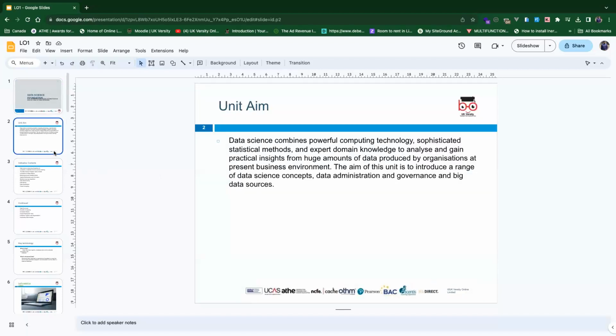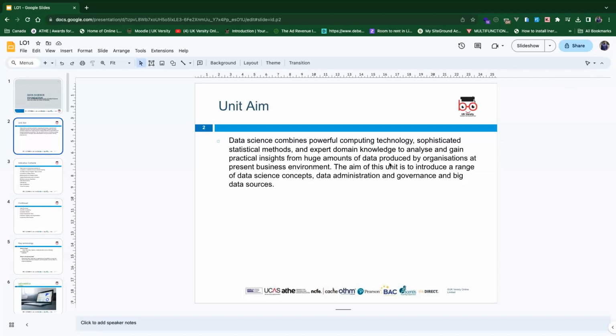So what's this unit about? This unit combines powerful technology, sophisticated technology, statistical methods, and expert domain knowledge to analyze and gain practical insight from huge amounts of data produced by organizations in the present business environment.